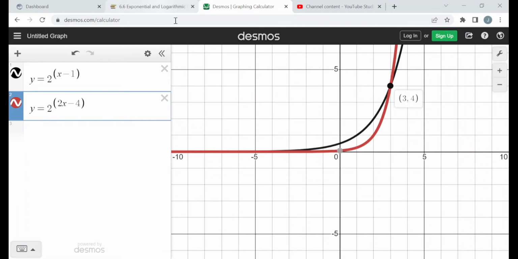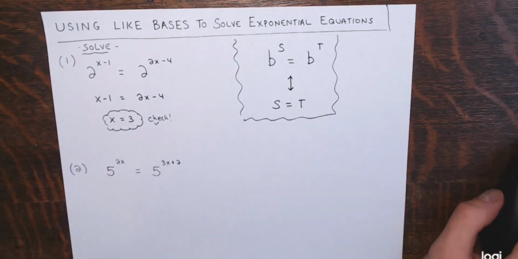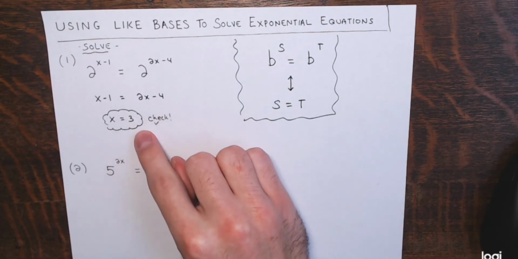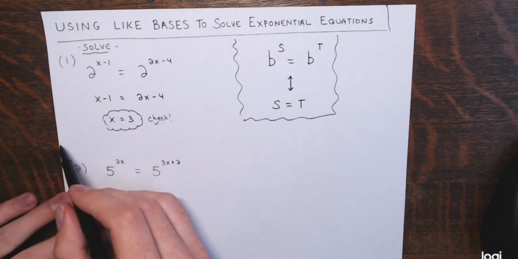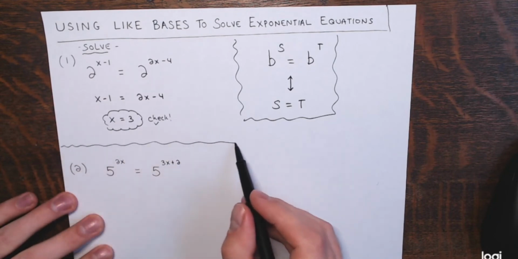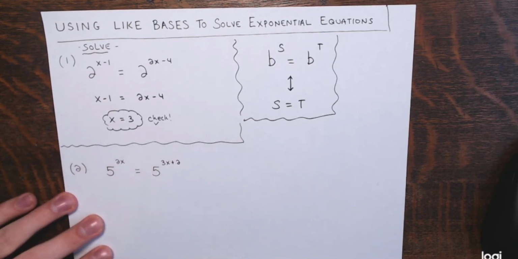As we saw in my writing here, x equals 3. Great, so that's another way to doubly or triply verify your solutions. All right, next example.